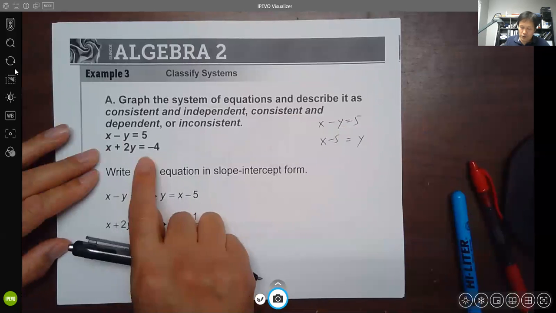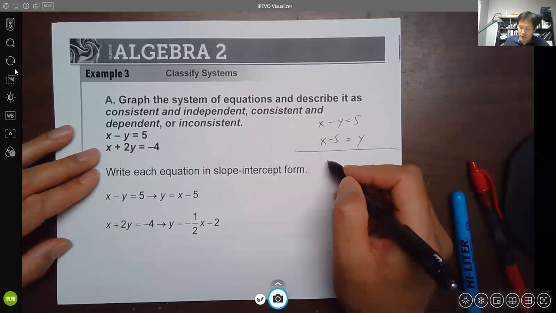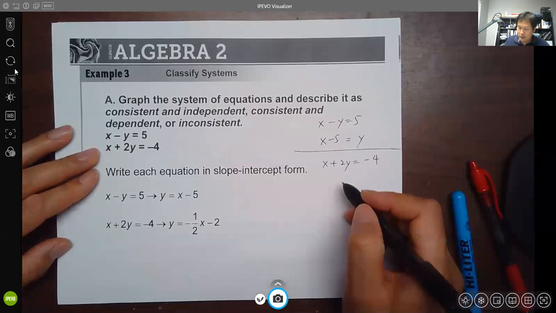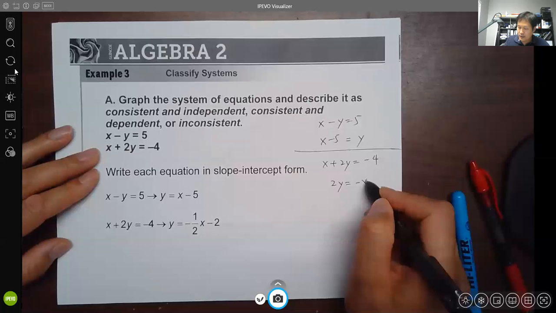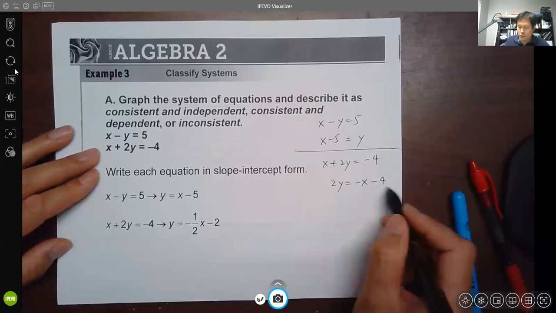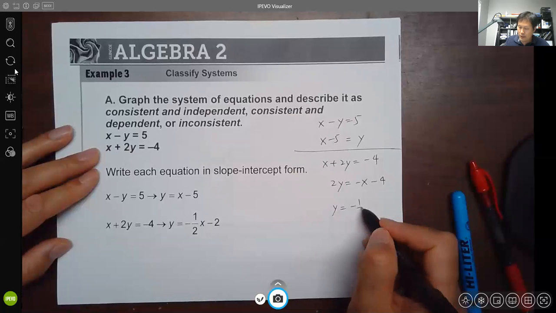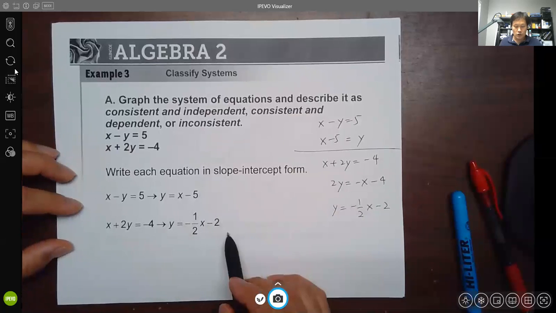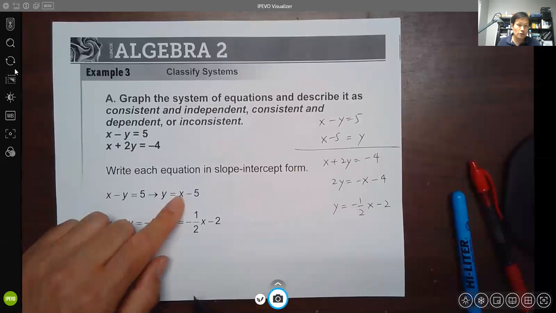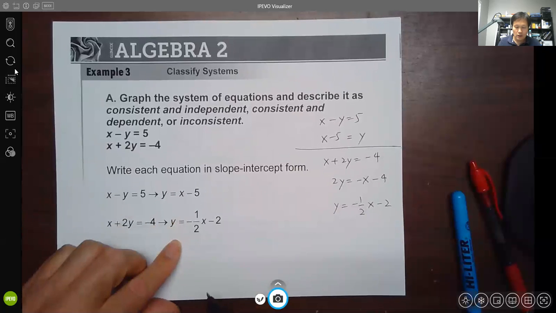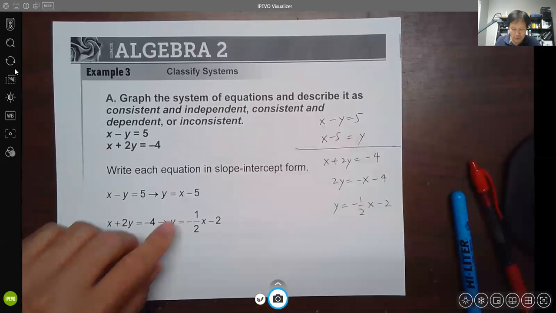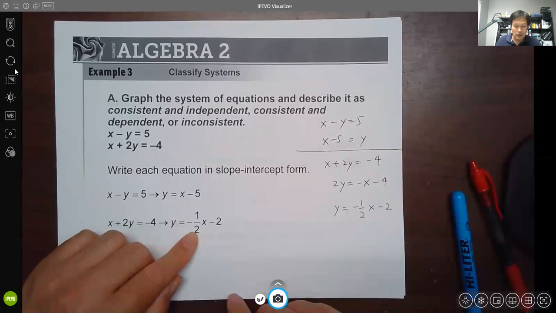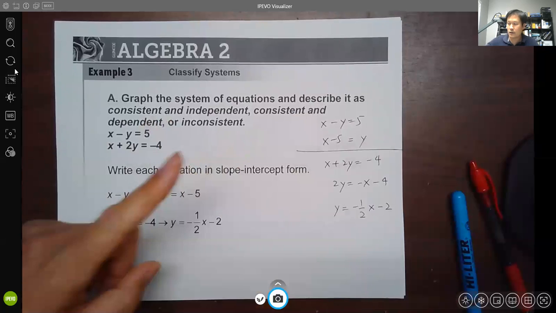Second equation, x plus 2y equal to minus 4. Move x to the right: 2y equal to minus x minus 4. Divide by 2 everywhere: y equal to minus 1/2 x minus 2. So you solve for y and graph it, and you should be able to tell right then. You see slope is 1, slope is minus 1/2. They're going to intersect at one point.